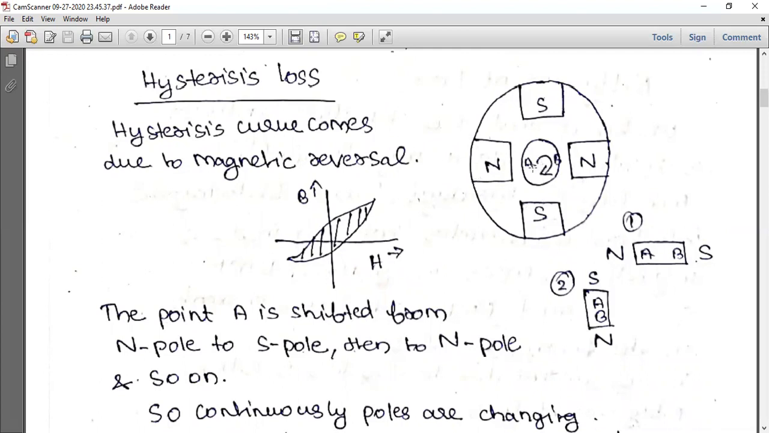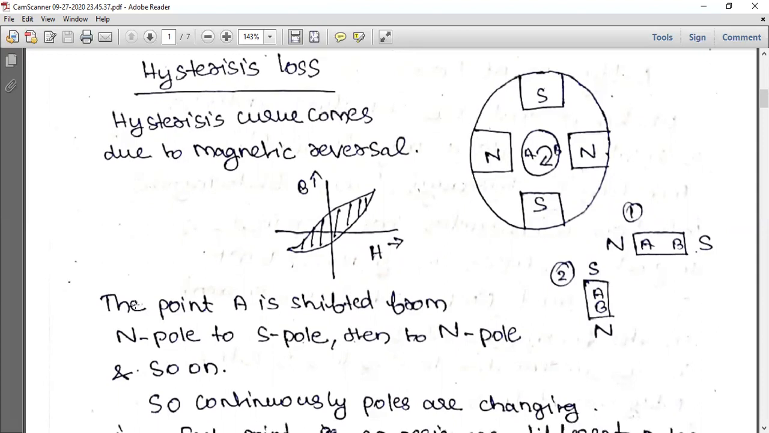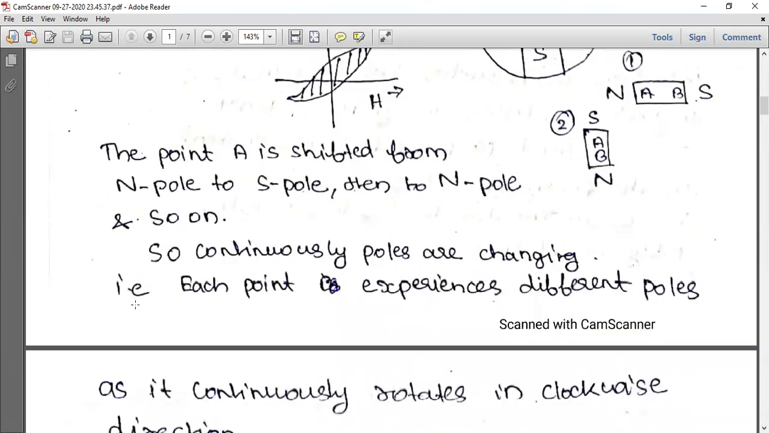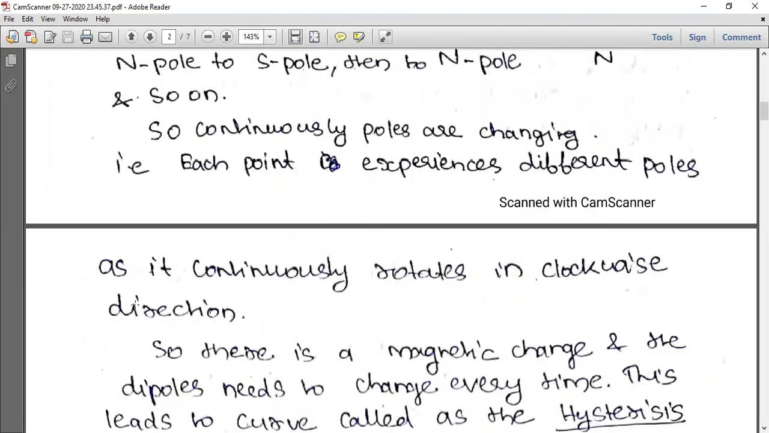The point A is shifted from North Pole to South Pole, then South Pole to North Pole, and so on. See here also, first the point A was near North Pole, then after that it moved near to South Pole. So the point A is shifted from North Pole to South Pole, then to North Pole, and so on. Continuously the poles are changing. That is, each point experiences different poles as it continuously rotates in the clockwise direction, right?